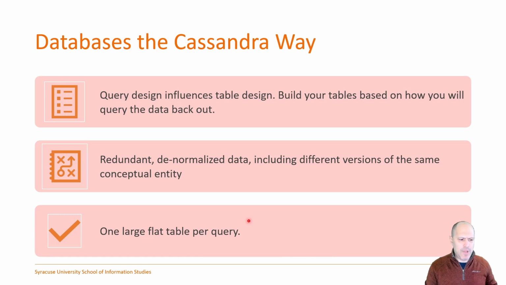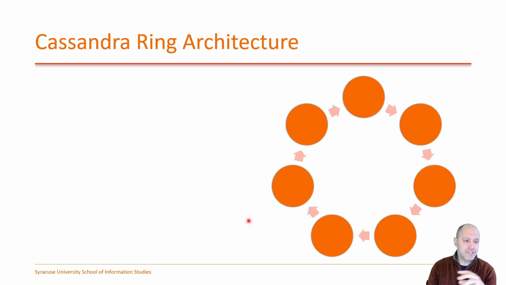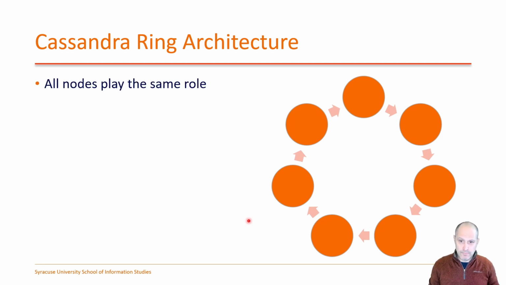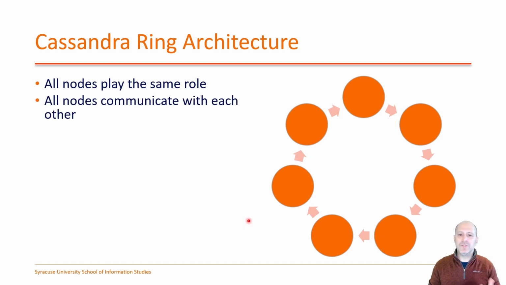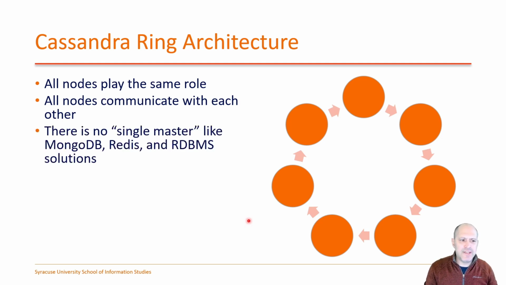All right, so you might be saying, well, how does it achieve writes at scale? The way that Cassandra and all these other wide column databases achieve writes at scale is they use a distributed architecture. In Cassandra, they use a ring architecture. In the Cassandra ring, every node plays the same role, and the nodes all talk to each other, so everybody knows what's going on. And unlike other databases, there's no single master here.